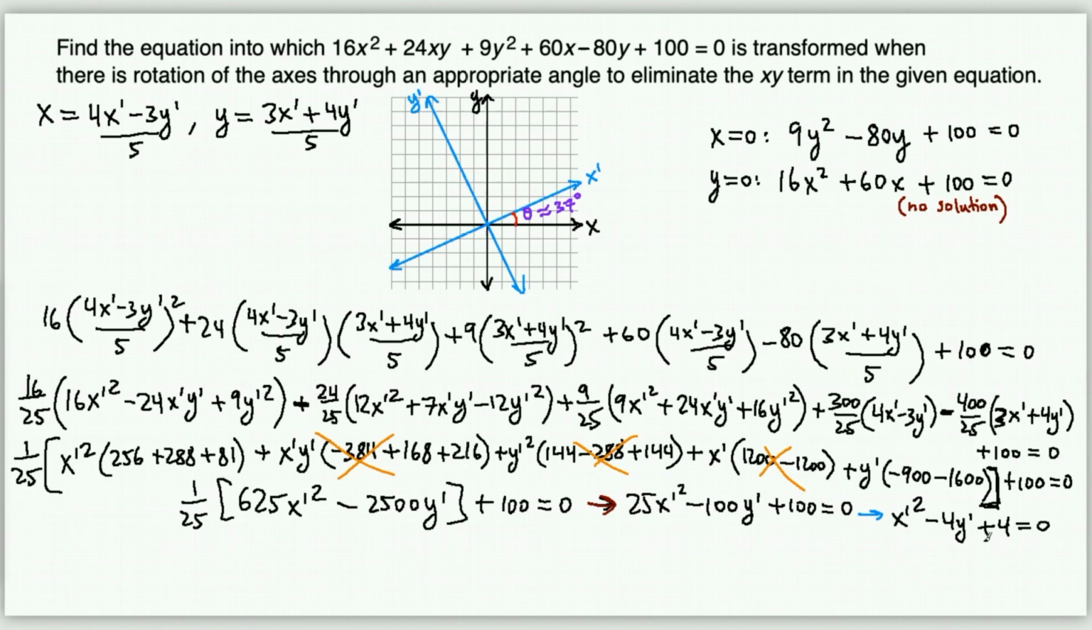Okay? So now what I want to do, I want to solve this for y prime. So if I solve this for y prime, I subtract basically x prime squared, I subtract 4, and then I divide by negative 4 after that, and then I get this result. Y prime is equal to 1/4 x prime squared plus 1. So there we go. So we found the equation. This is the equation that we can use to draw the curve in the new coordinate system, the rotated coordinate system in blue here. Okay?